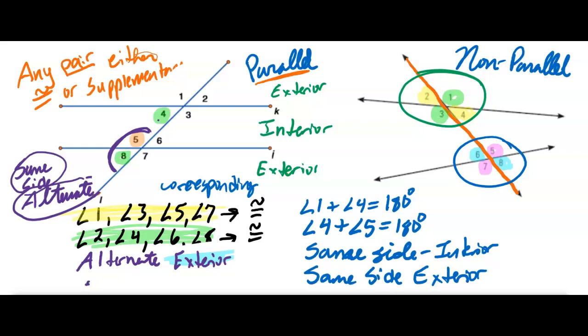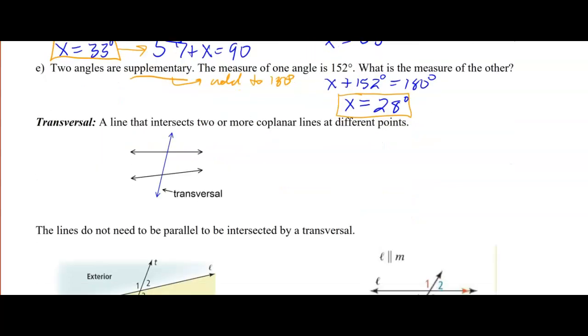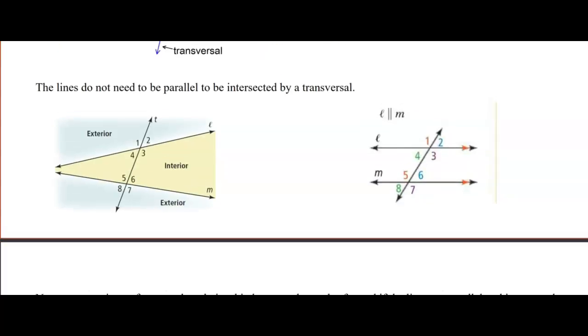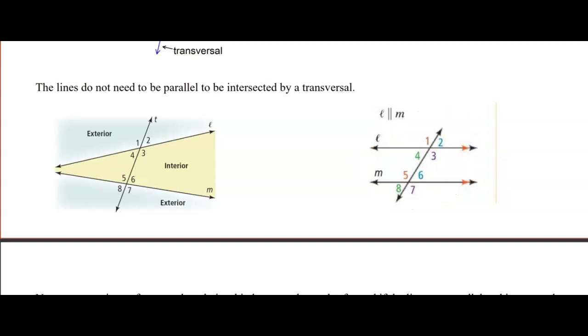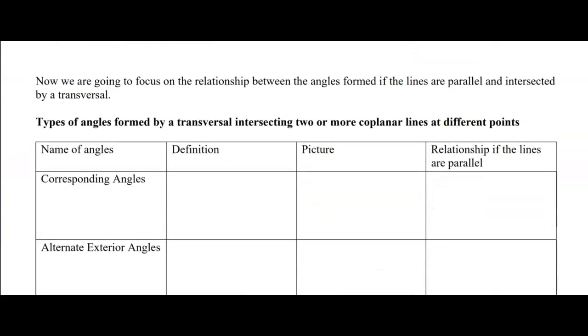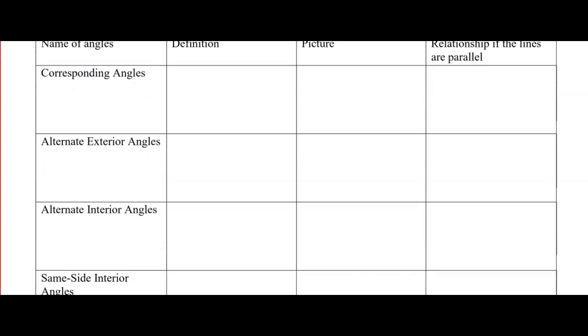So now we're going to go back to the actual notes and add some things. So a transversal is a line that crosses over. And when you cross over, essentially you get 8 angles, always. So this is what you get. You always get a set of angles. If the lines are parallel, then you have some interesting things that happen. Okay? So here we are going to fill this out. Corresponding angles.